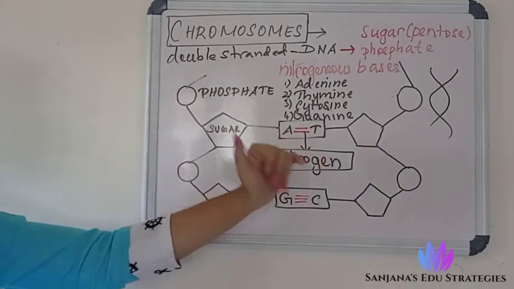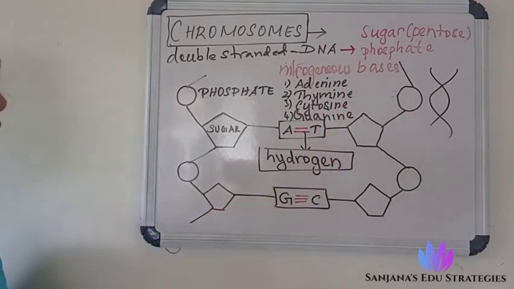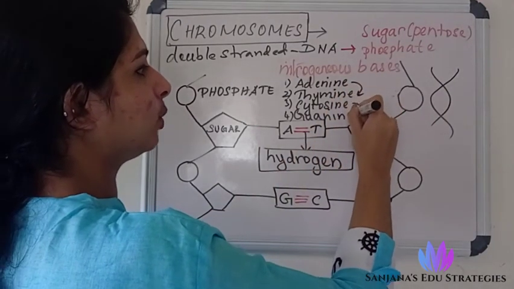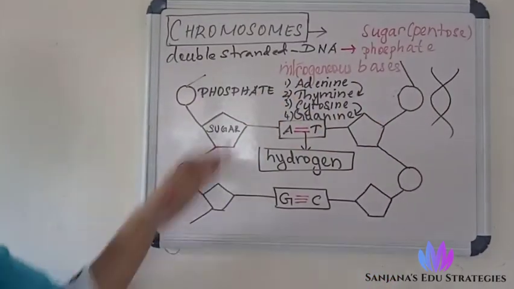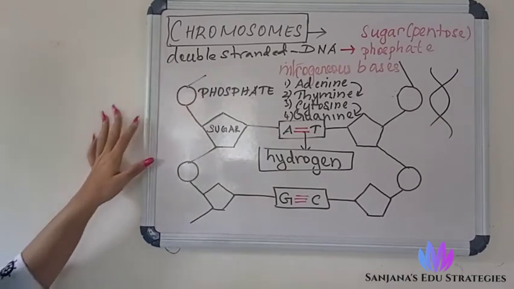It may be AT or it may be TA. Anyway, but A must pair with only T. Adenine must pair with only thymine. Cytosine must pair with only guanine. Yes, this is the thing which you have to keep in mind. So in this way it is arranged.